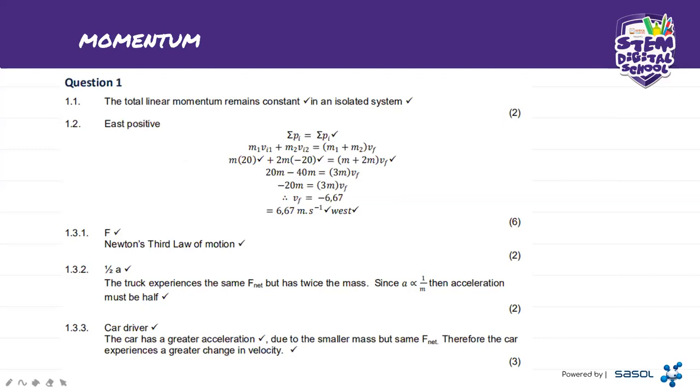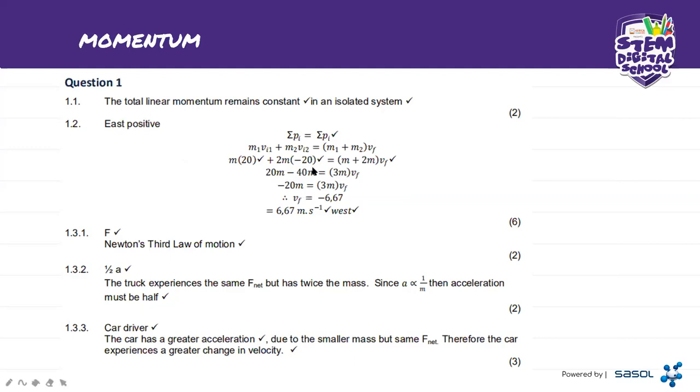So now we're going to have it. What we're going to do is split them apart, right? And we're going to put the initial ones on one side and the final velocity on the other side. We know that the final velocity is going to be the same for both of them because now they are stuck together and they are moving at the same velocity. So we can have our Vf.